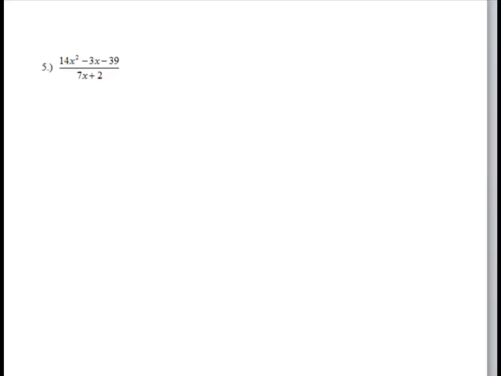And example 5. Dividing by a binomial, so long division. Set it up. 7x plus 2 goes out in front. In the numerator, the largest degree is 2, so 14x squared. The next term must have a degree of 1. Well, that's our negative 3x, and the last term must have a degree of 0, negative 39. So in this case, we did not have any placeholders.